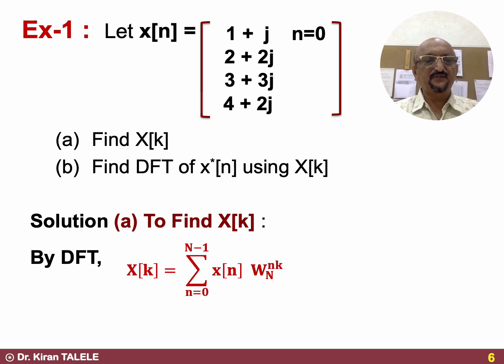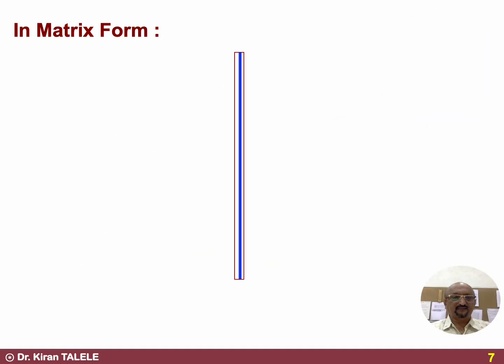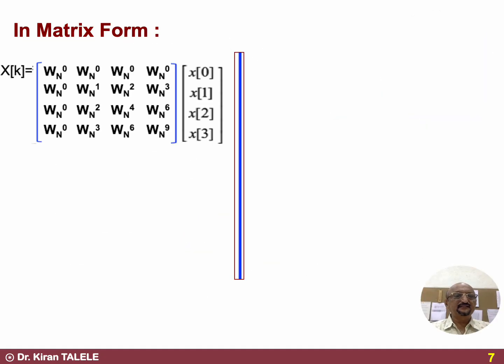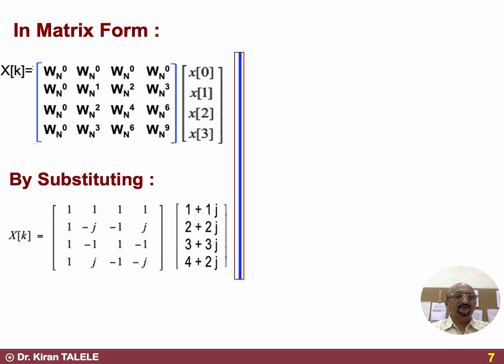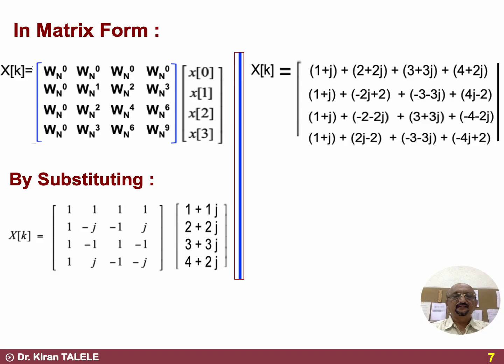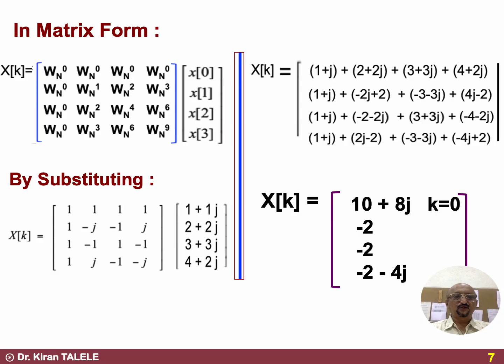X of k equals the summation of x of n W_N raised to nk, where n varies from 0 to N minus 1. By converting this into matrix form, we get this. Let's substitute the values of the twiddle factor and x of 0, x of 1, x of 2, x of 3. Row multiplied by column gives the required value of X of k. So we multiply row with column and we get this answer. The final answer is X of k equals 10 plus 8j, minus 2, minus 2, minus 2 minus 4j.